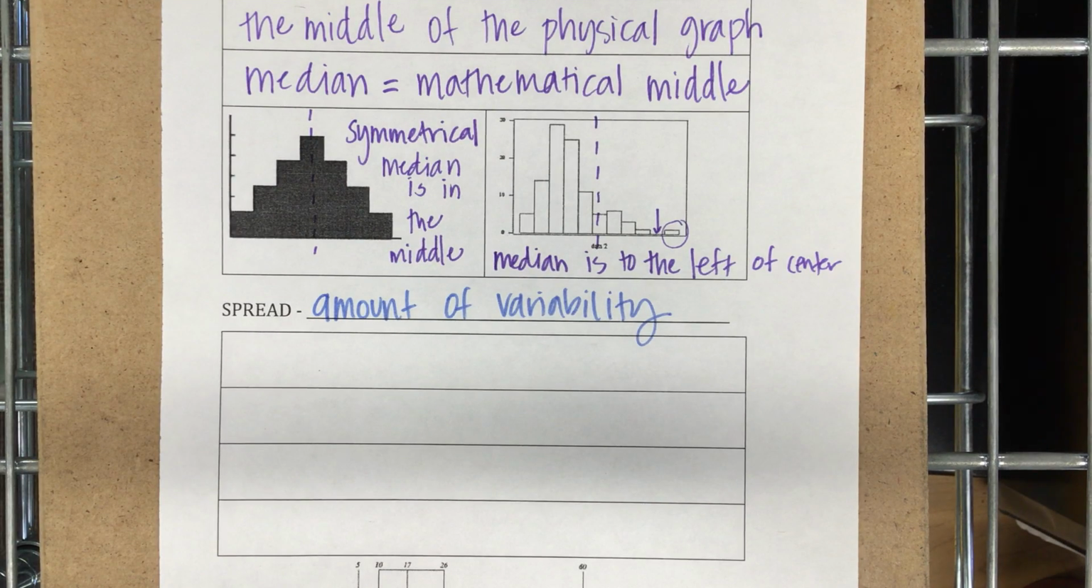Some of us struggled with that term when we did our task cards. If something has a large variability, it means the data is spread out, right? It's a large data value with a low minimum and a high maximum. If your variability is small, it's more compact. Your data is not very spread out.